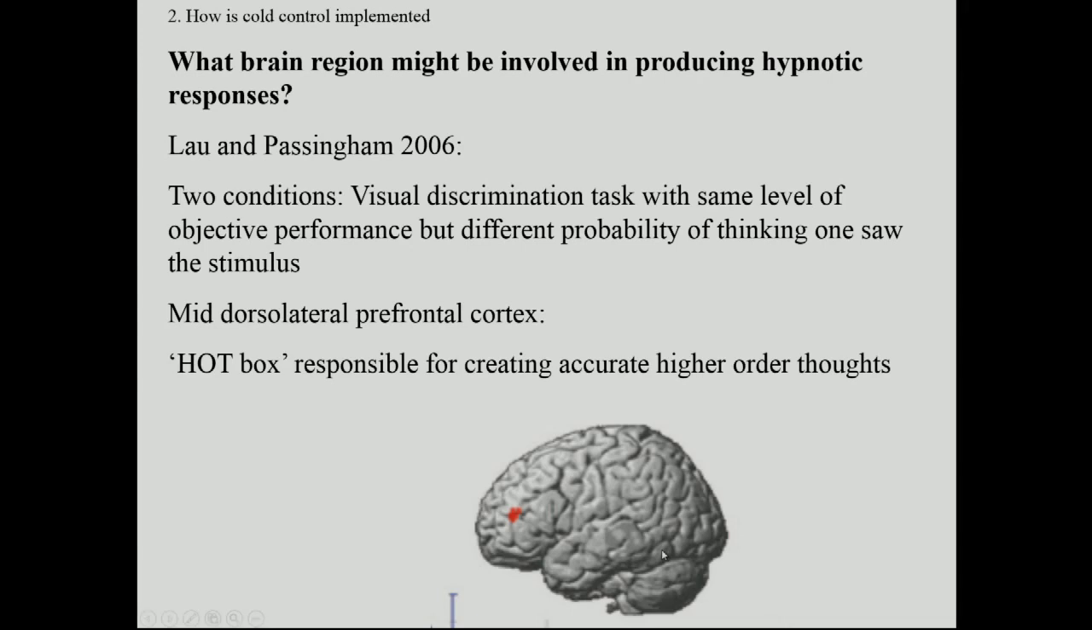And when you see which region of the brain might be associated with having accurate higher order thoughts, it turned out to be the mid-dorsal lateral prefrontal cortex. So one conjecture is that area is a sort of hot box responsible for creating accurate higher order thoughts. Now, it might just be to do with perception, but this is frontal regions which are, as a rule, generic and not tied to particular perceptual domains. So it seems reasonable to suppose that if that area is at least one of the areas responsible for creating accurate higher order thoughts, it wouldn't be tied to just visual perception, but would be more general, and might, for example, be related to higher order thoughts about intentions.